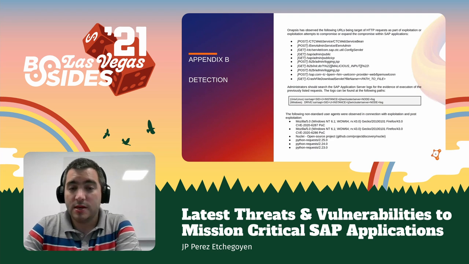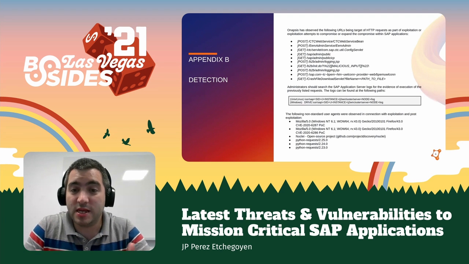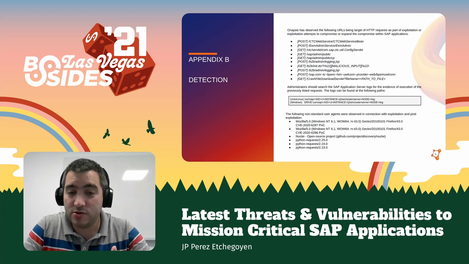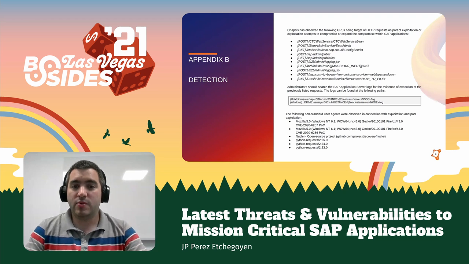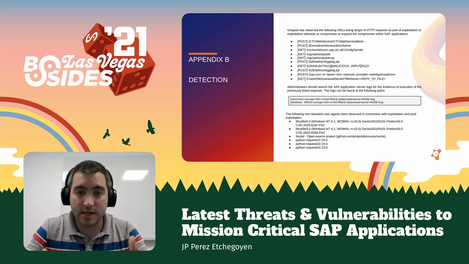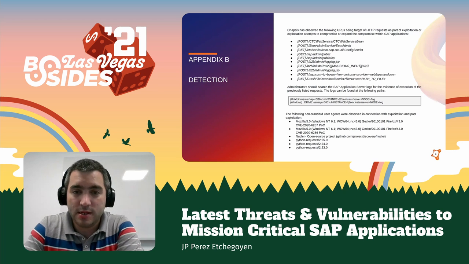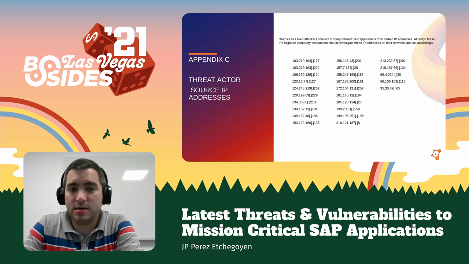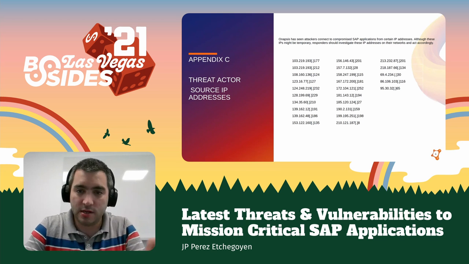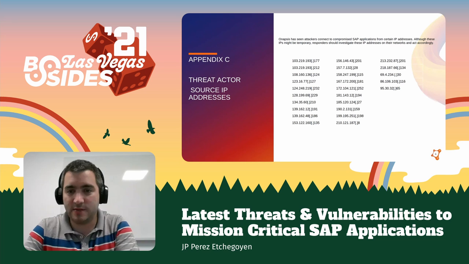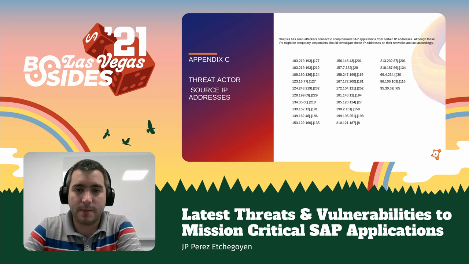We also saw different TTPs and different indicators, IOCs, that can be used to identify who is actually exploiting these vulnerabilities. This is a summary. It's in the report as well. So if you have proper logging and proper information, you can go and analyze your systems as well. And finally, we also included the IP addresses from which we saw these activities, at least the most active ones, exploiting and connecting to the systems.